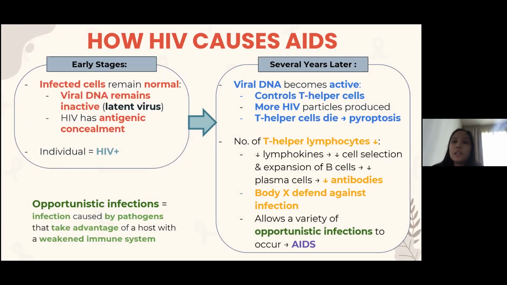So in the early stages of infection, infected cells remain relatively normal because viral DNA remains inactive in the cell, and this is known as latent virus. It can stay inactive in the cell for many years because HIV has antigenic concealment, whereby it can hide in the T helper lymphocytes without being detected by the immune system. At this point of time, the individual is HIV positive, you do not have AIDS yet.